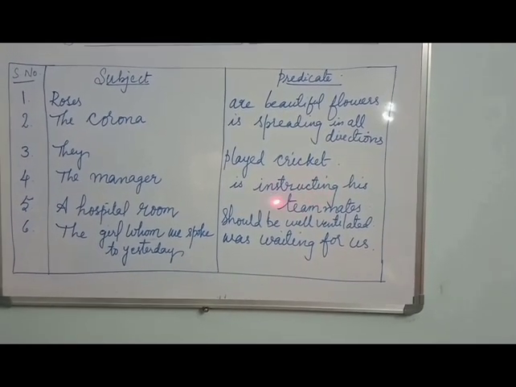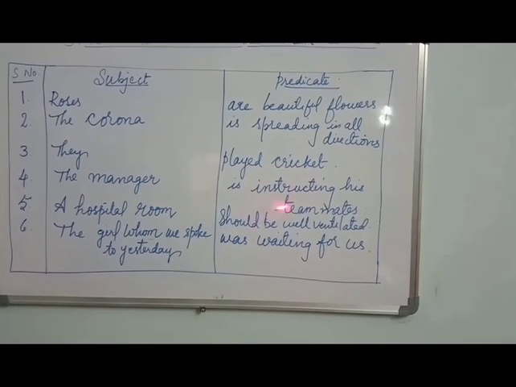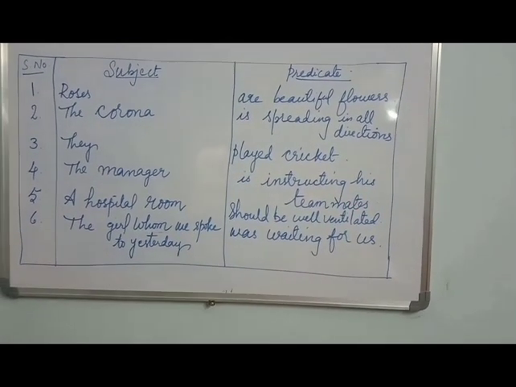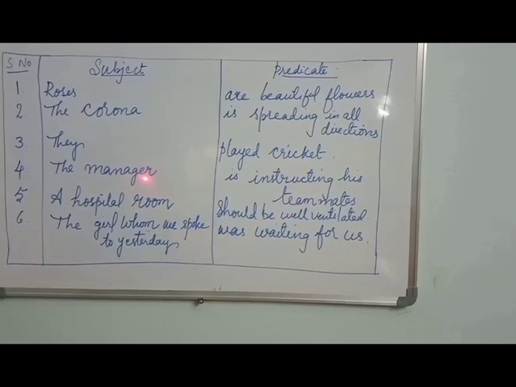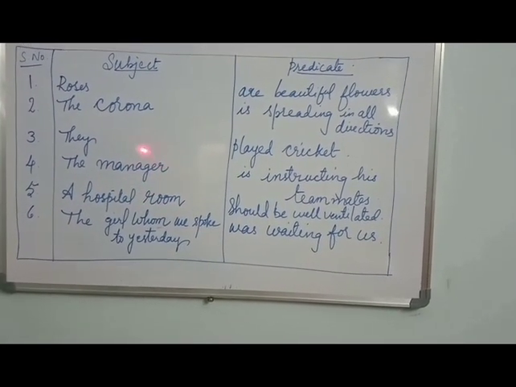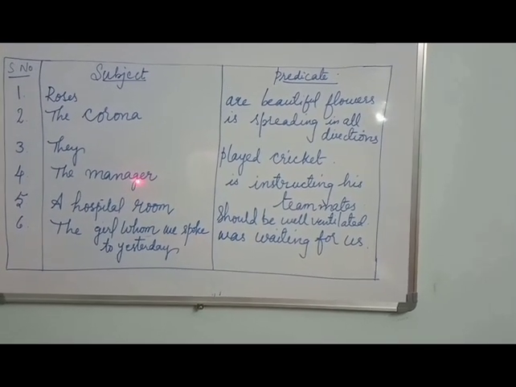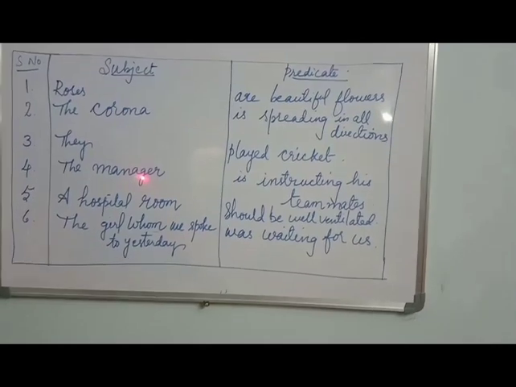Now, once you get the verb, you find out what is the subject. What is your subject here? Who is instructing his teammates? The manager is instructing his teammates. Now, again here, who is the agent? Who is the doer of the action? The doer of the action is the manager. Manager is the main subject.